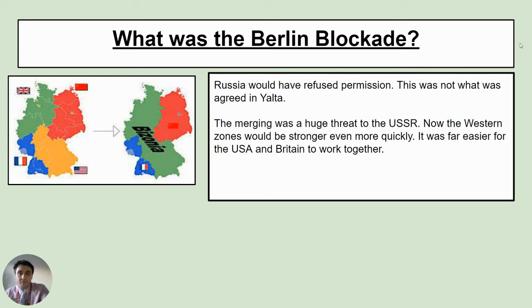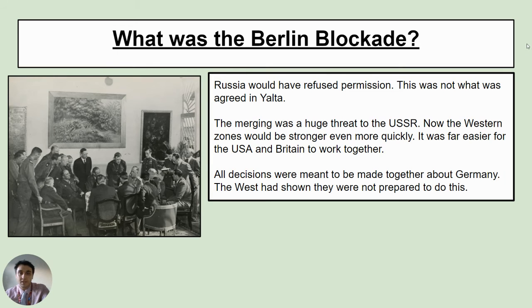Now, this merging of zones was a huge threat to the USSR. Now the Western zones would be stronger even more quickly. It was so much easier for the USA and Britain to work together to share resources. Now, all decisions, like I've said, were meant to be made about Germany together. That's what they'd agreed to do, and the West had shown that actually they weren't prepared to do this anymore. This increased tension.